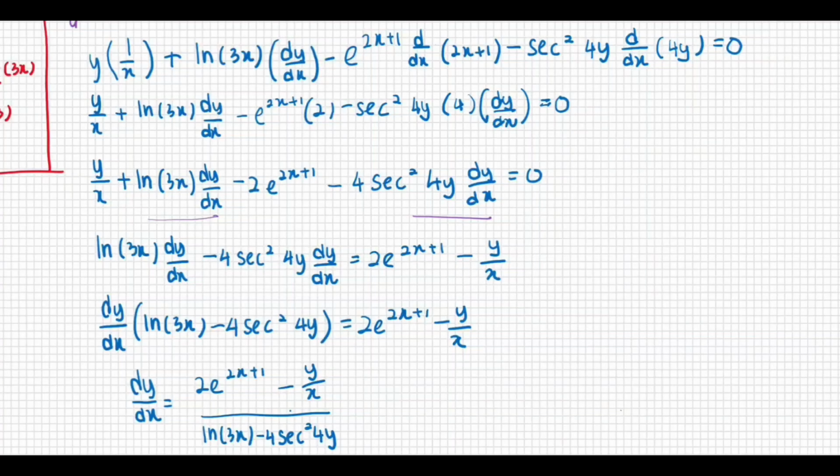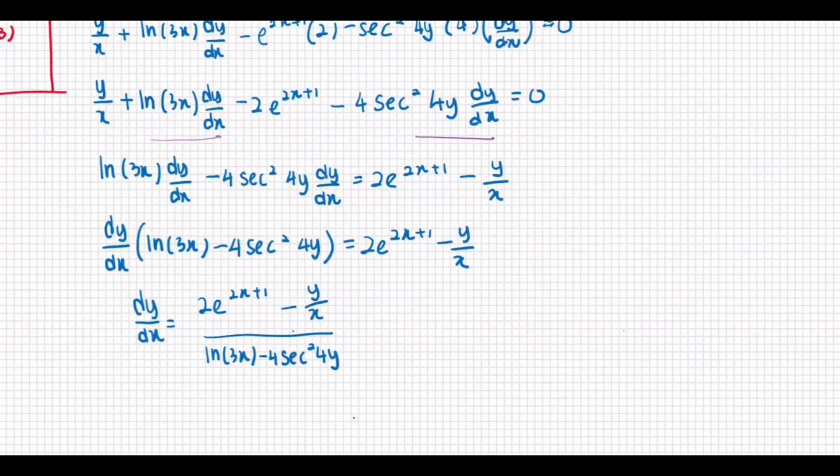And then we factorize, so we get dy over dx times (ln 3x minus 4 secant squared 4y) equals 2e to the power of 2x plus 1 minus y over x. And then for the final answer, we will get dy over dx equals (2e to the power of 2x plus 1 minus y over x) over (ln 3x minus 4 secant squared 4y).